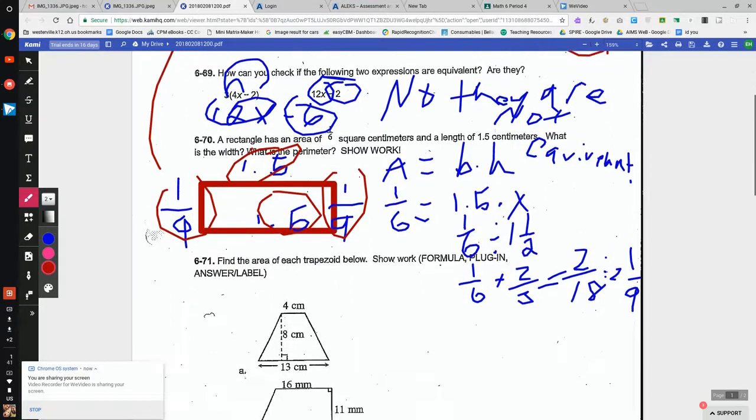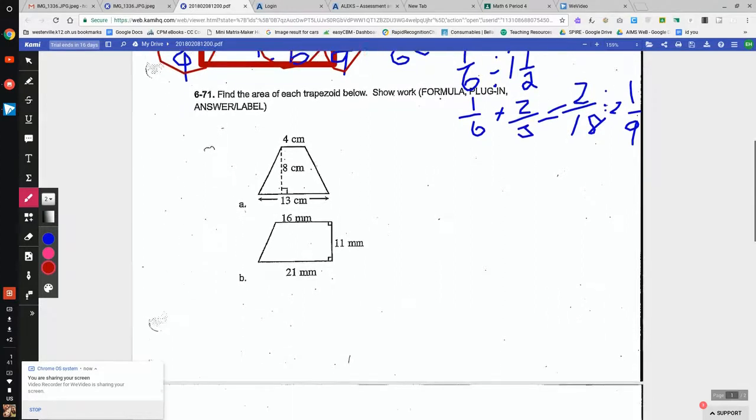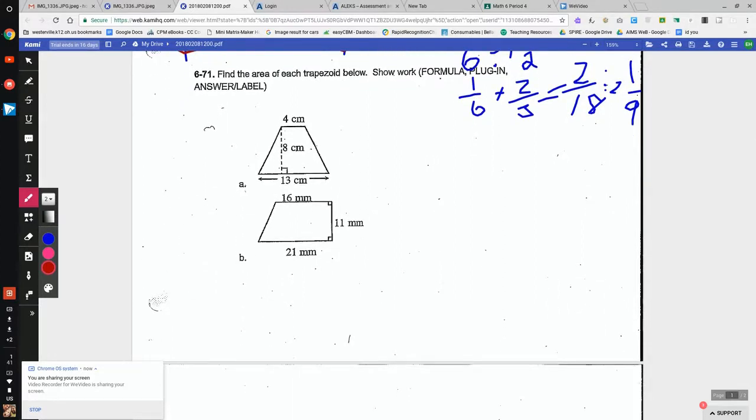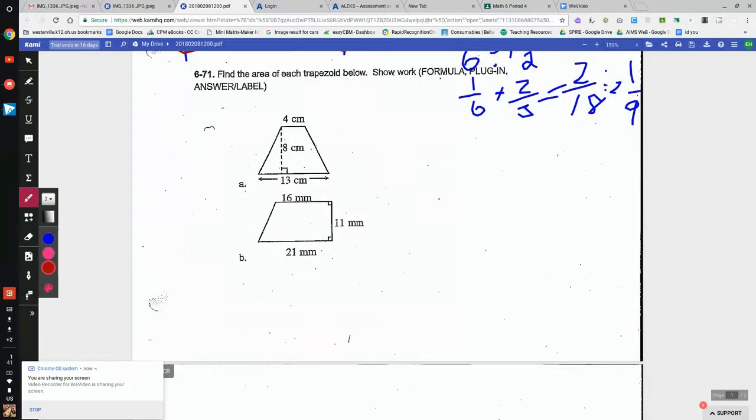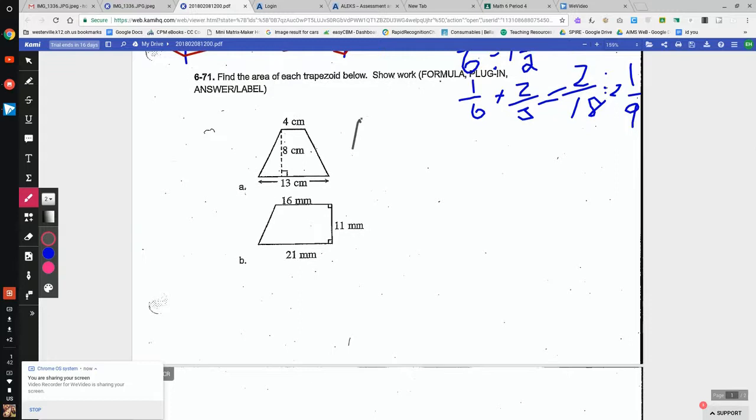All right, moving on. Back to those angry looking trapezoids. It looks like we only need to find the area, so let's start out with the formula here. Pick a different color. Let's go with a gray. Okay, so we always have to remember that our formula is area equals base 1 plus base 2 times the height divided by 2.